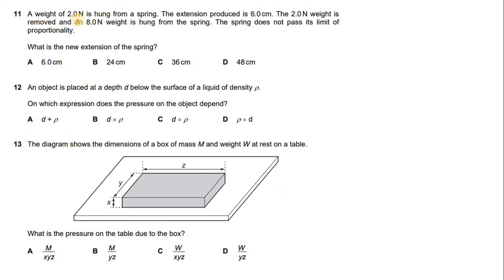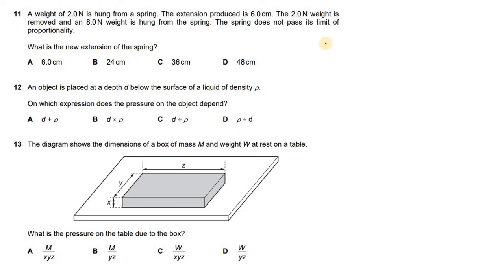11. A weight of 2 Newton is hung from a spring. The extension produced is 6 meter. The 2 Newton weight is removed and 8 Newton weight is hung from the spring. The spring does not pass its limit of proportionality. What is the new extension?